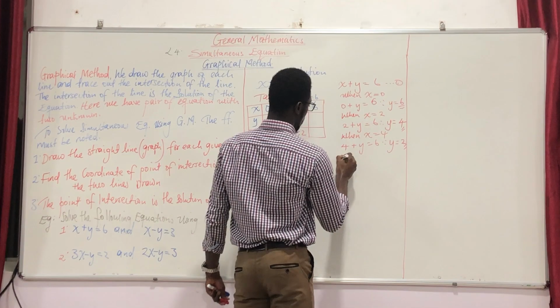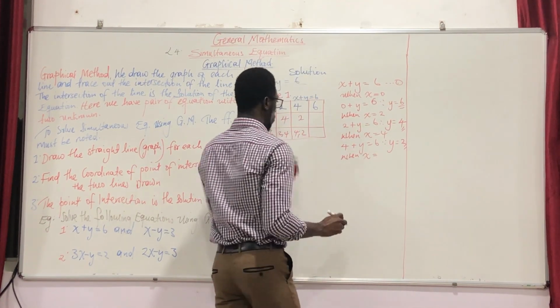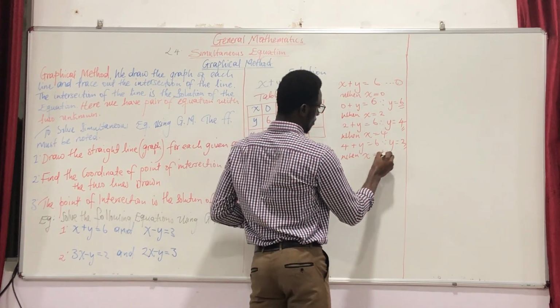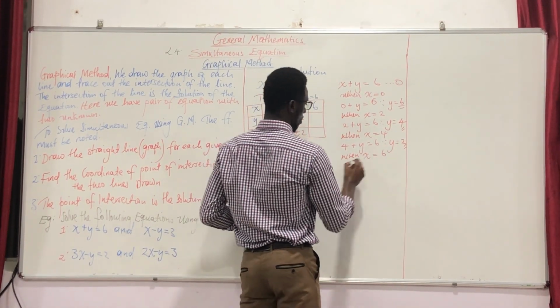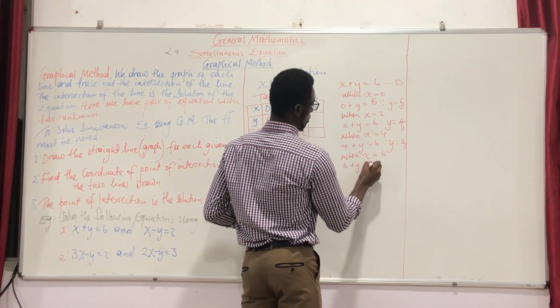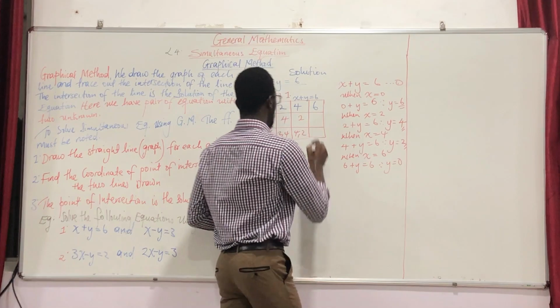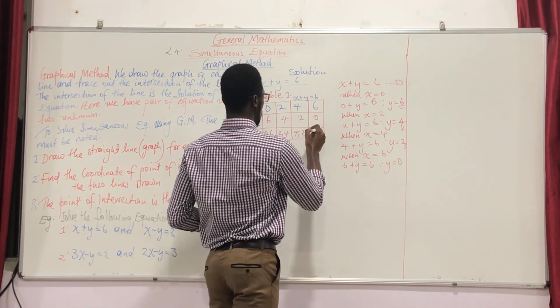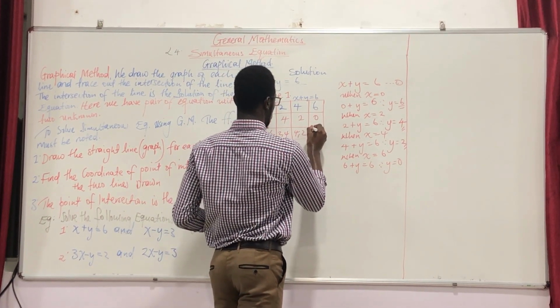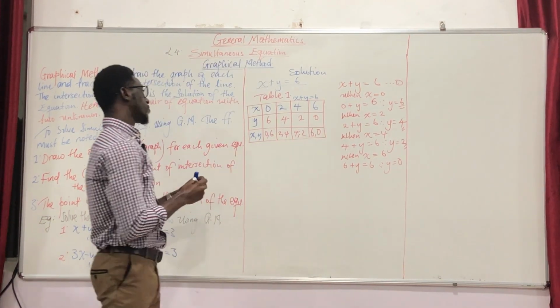Finally, the last one, when x equals 6, what is our y? So we say 6 plus y equals 6. Therefore, our y here is 0. So this is 6, 0. So this is the first table, table 1.